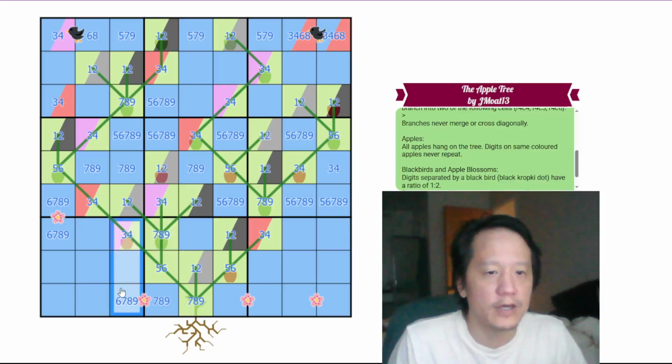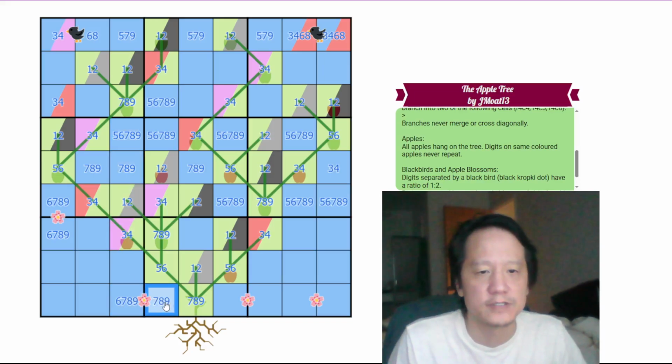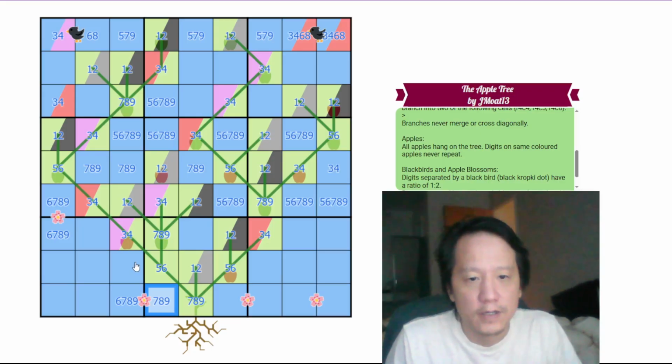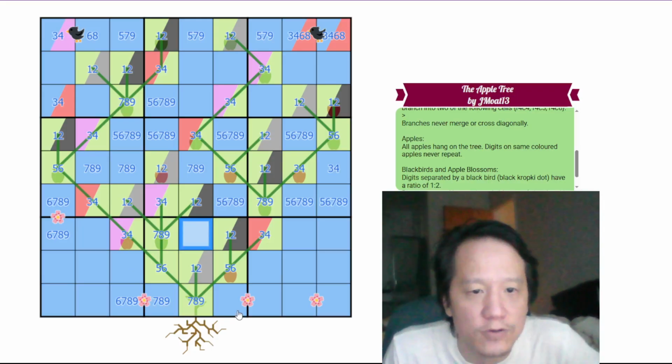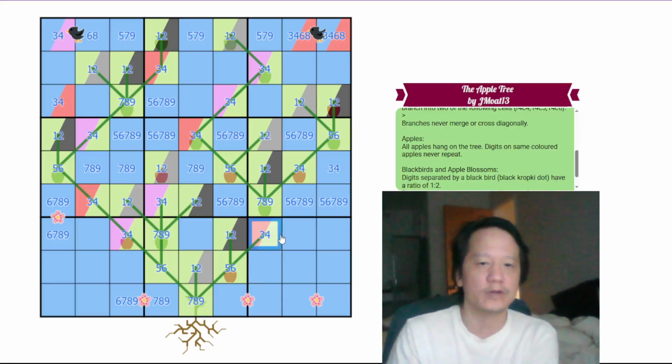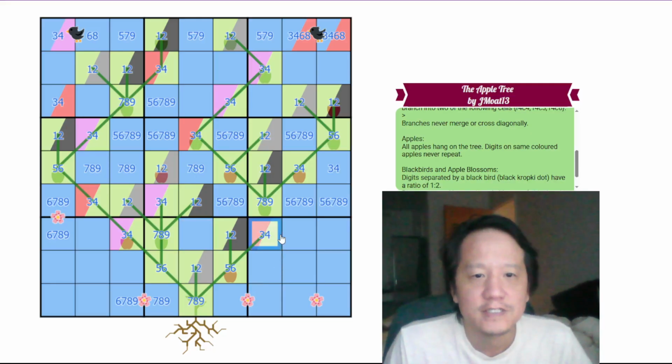We need the red 3, 4 somewhere in column 3. Can't be here because of the red 3, 4 in the box. Can't be here. Can't be this one. Can't be here because it must be consecutive with 7, 8, or 9. Oh, this is not 7, 8, or 9, or 3 or 4. We have a problem here. Oof. I was doing so well.